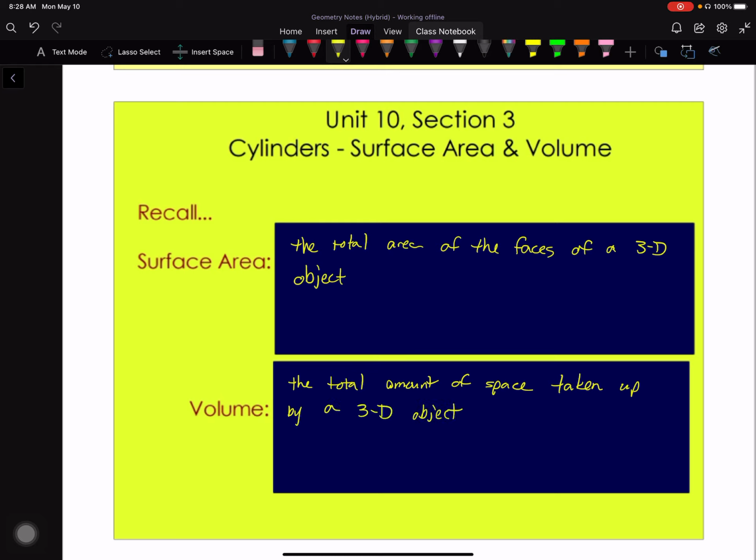Okay, so that's what this whole unit is about. It's about surface area and volume, and then each section will talk about a different three-dimensional shape. So these definitions you can expect to see pretty much in every set of notes, but surface area again is the total area around a three-dimensional object, where volume is how much space that shape takes up.